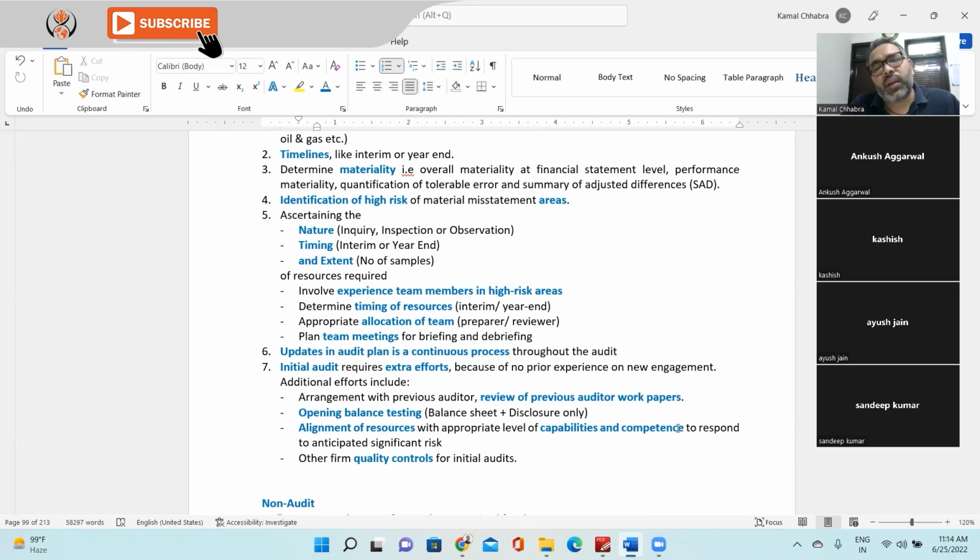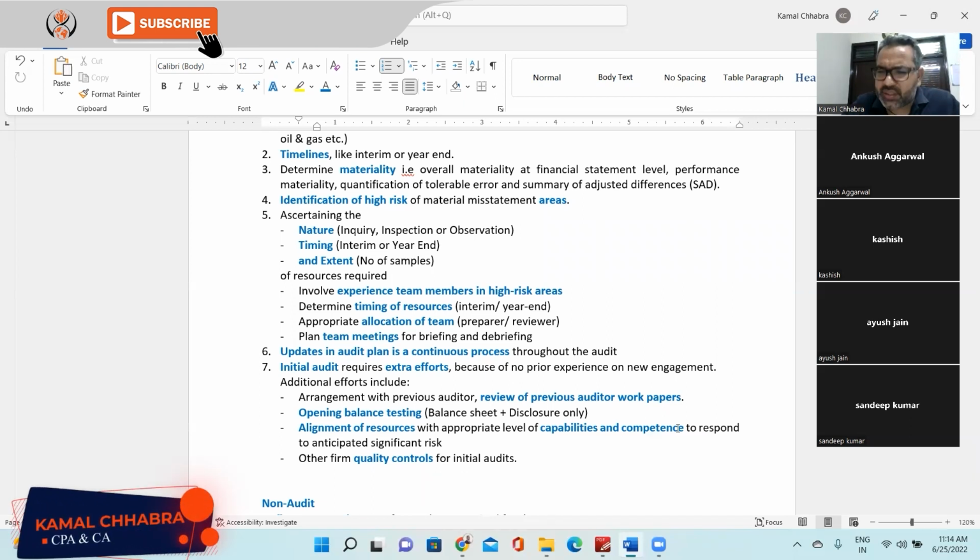Like I said earlier, you'll be allocating the work to the preparer and you'll be assigning the reviewer, right? The preparer and reviewer would be assigned based on their competency and experience to the respective financial statement line item area. So you'll not be assigning anyone who does not have experience or competency to deal with those complex accounting areas. In those complex accounting areas, you'll be involving experienced people to prepare and review.